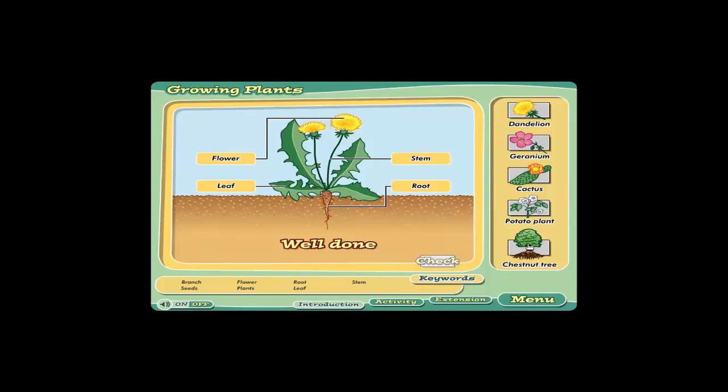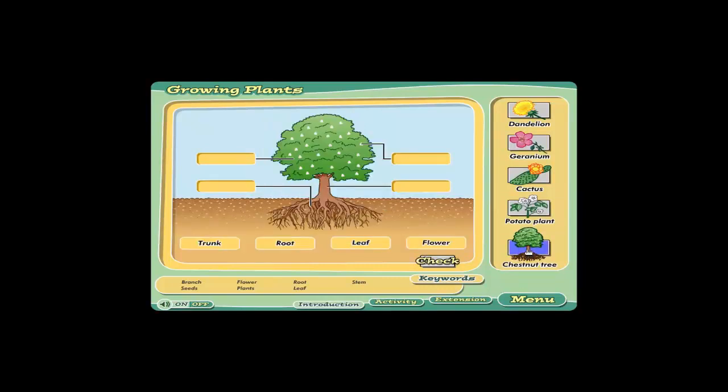Okay, we can try another kind of plant, which is the chestnut tree. This green part is called the leaves, excellent. And this white flower. And this strong part that's for supporting the plant is the trunk. Trunk is a kind of stem that's really hard and thick, and the underneath part is the root.